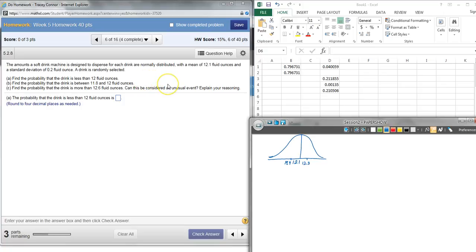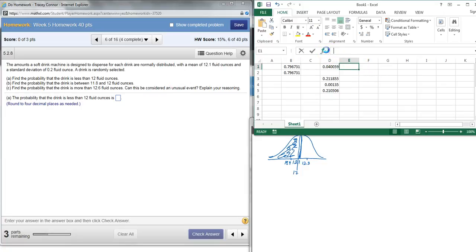All right, so probability of less than 12.1 fluid ounces. So 12 would be right to the left of this 12.1. Okay, so we know up to this line here, up to the mean, it would be a probability of 50%. So we're a little to the left, so we're looking for this probability over here. So we know what we're going to get. It's going to be a little bit less than 50%.